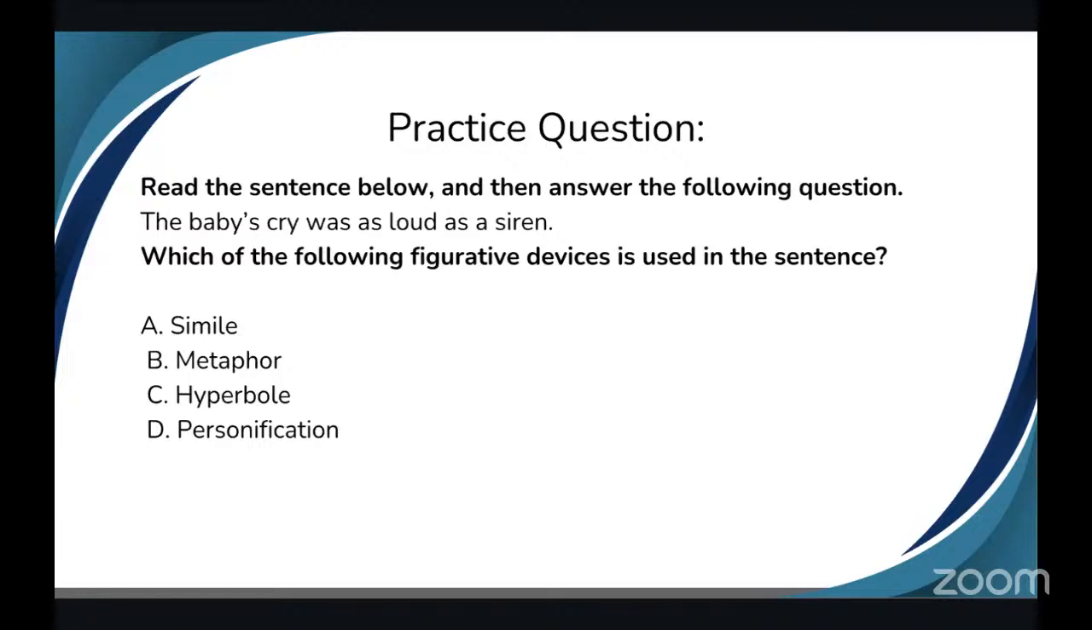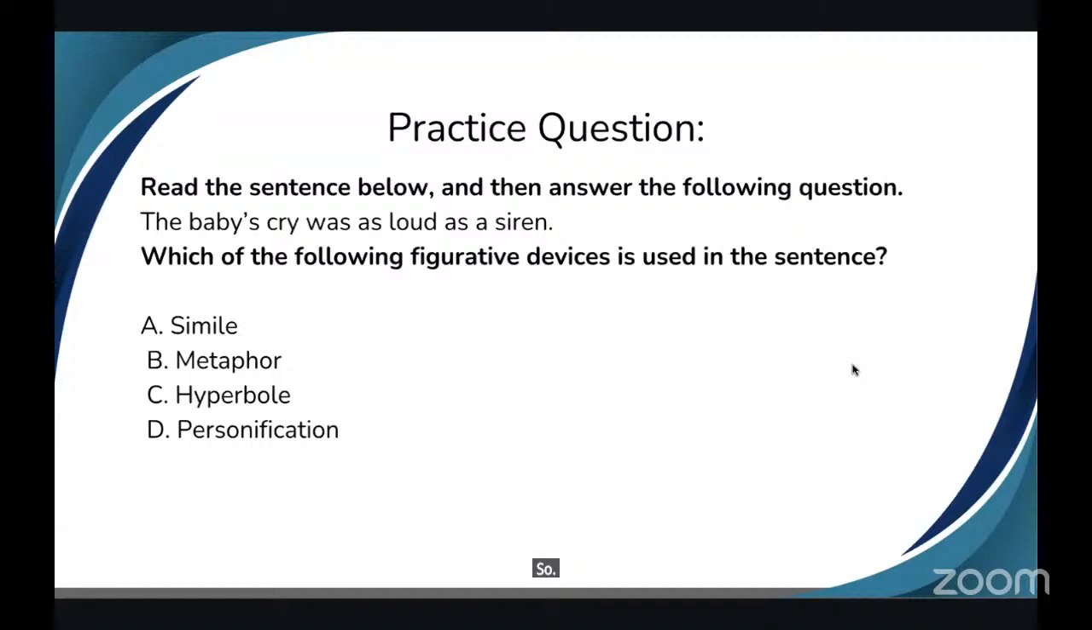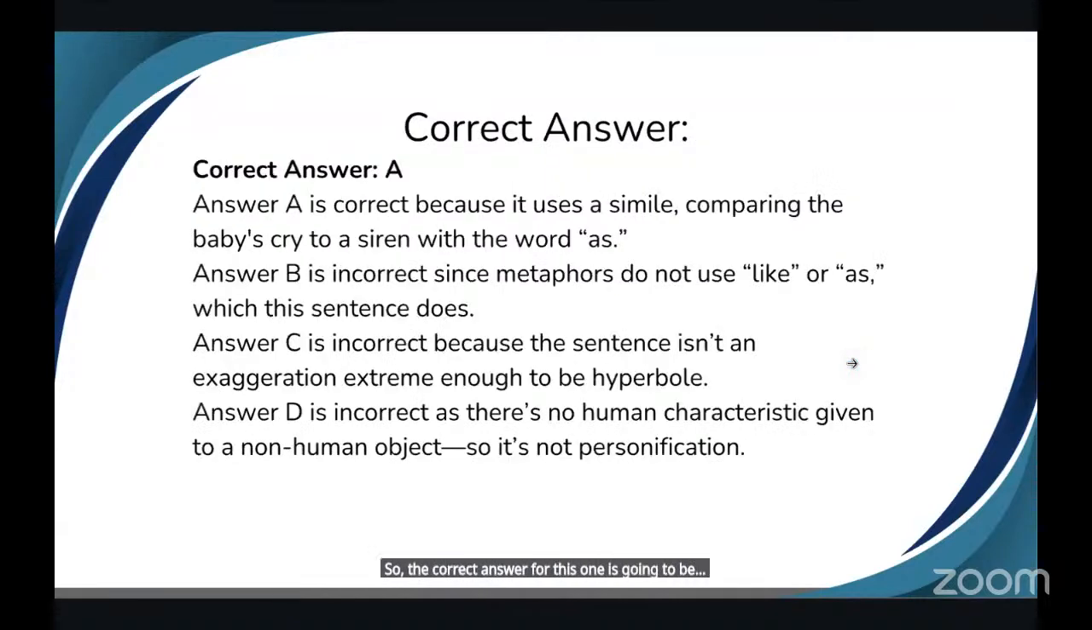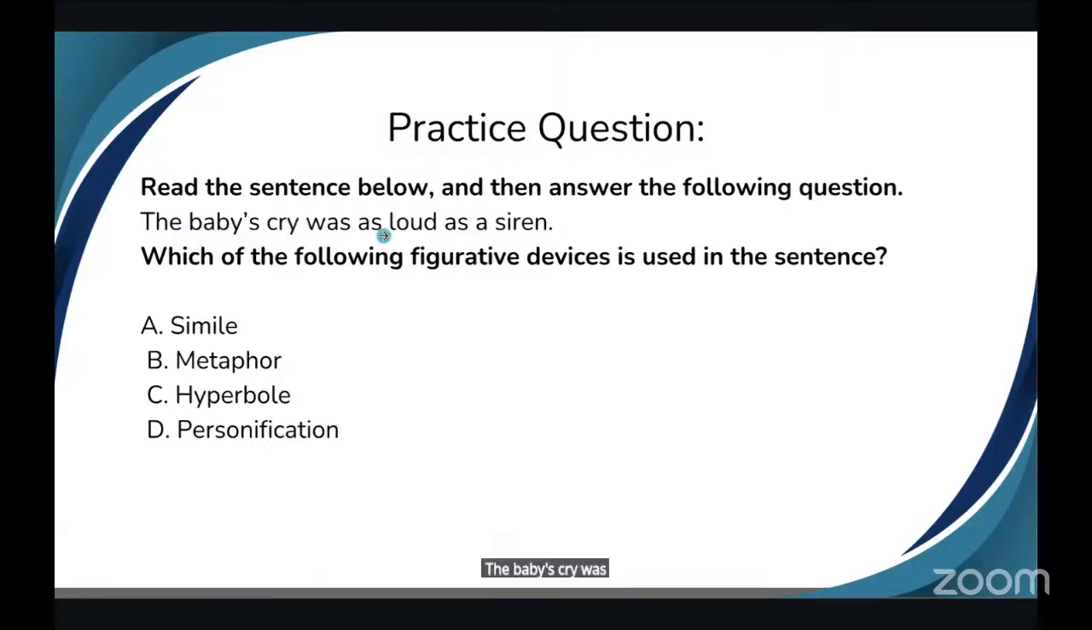All right, there's our timer. What'd you get? Oh, I see quite a variety of answers here. So this one, which figurative device is being used? The baby's cry was as loud as a siren. So the correct answer for this one is going to be A. Let's go back and look at it. The baby's cry was as loud as a siren. The word as is the big giveaway here. We're making a comparison between the baby's cry and a siren. And the key here is that it's using the word as.